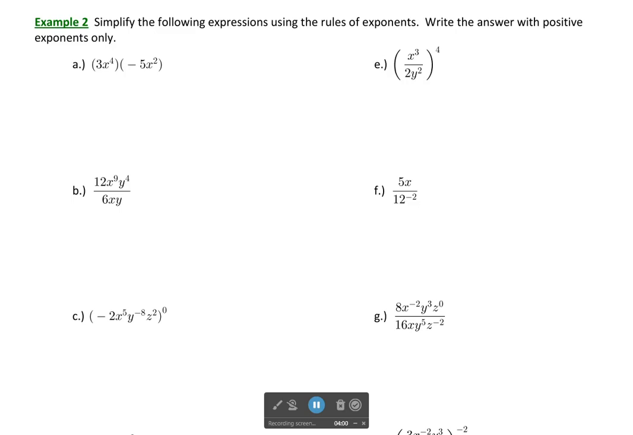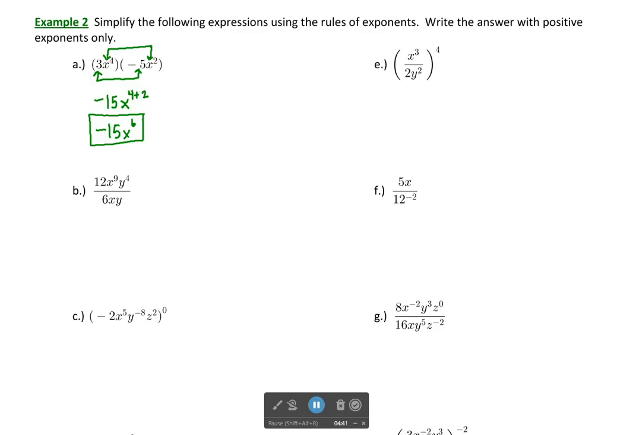And because multiplication is commutative and associative, we can multiply those factors in any order. So let's choose the most convenient order. That is, let's multiply the constants together first. 3 times negative 5 gives me negative 15. And then we'll multiply the variable parts together next. X to the 4th times x squared. Notice we're multiplying like bases, so we need to add the exponents. So we end up with negative 15x to the 6th. On our next example, we're going to be dividing exponential expressions.